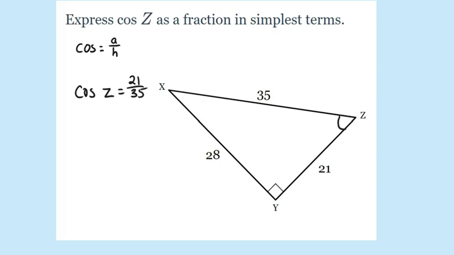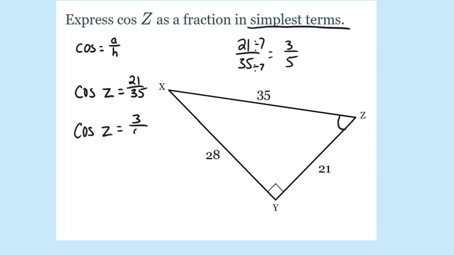Now, it does say do it in simplest terms, and this is not in simplest terms. 21 and 35 can both be divided by 7. So 21 and 35, let's divide that by 7. That would be 3. And divide 35 by 7, that would be 5. So cosine z as a simplified fraction is 3/5.